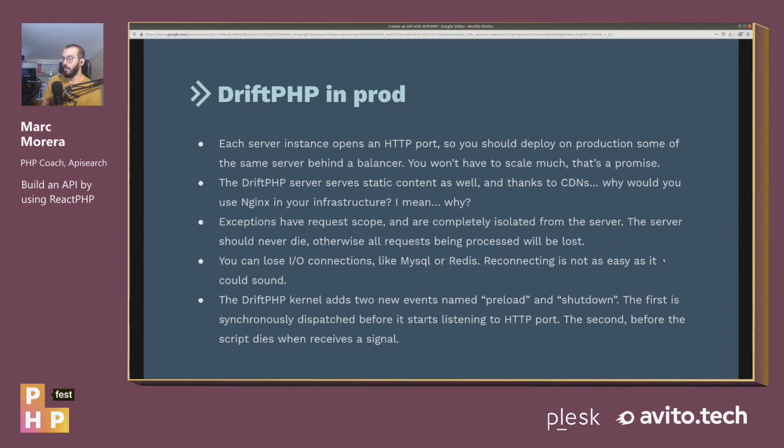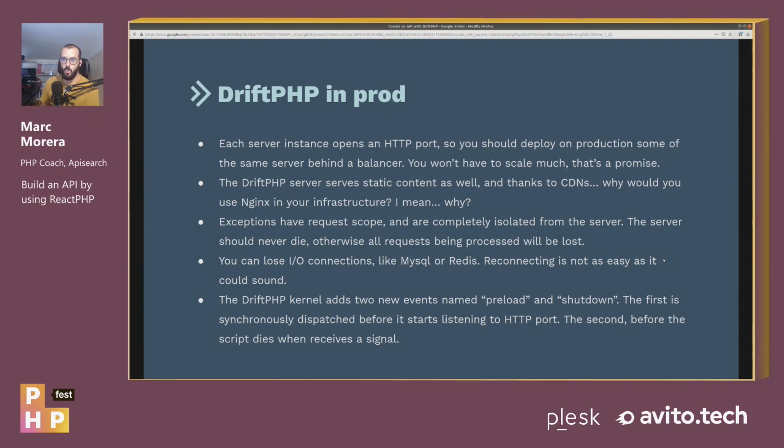What else? Well, each server instance opens an HTTP port. So in production, what you have to do is create several instances of the same project and balance across those instances. Well, it's exactly the same.